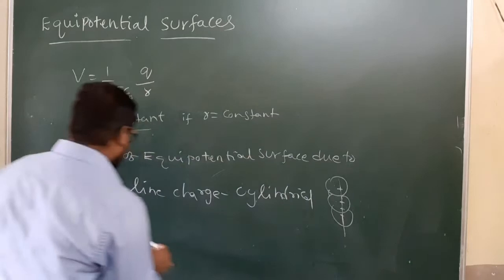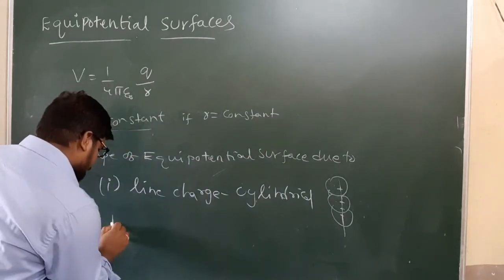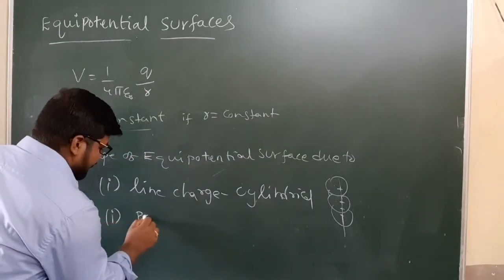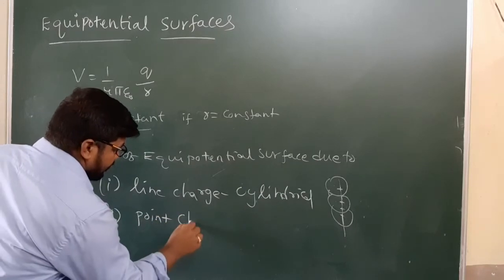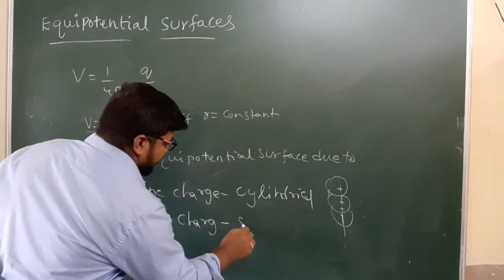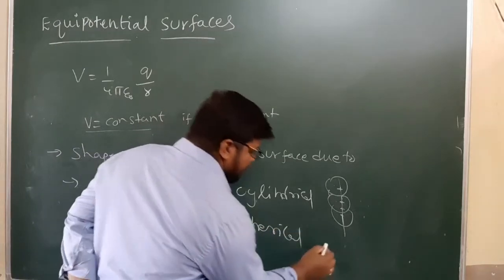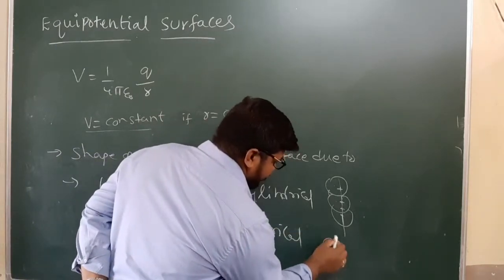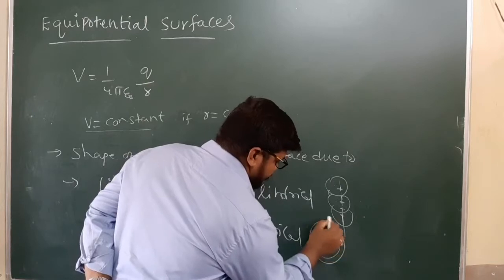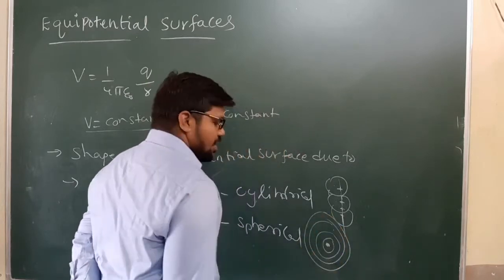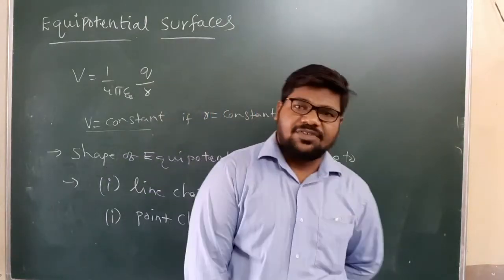For a point charge, the equipotential surface is spherical. So these closed lines we can say are equipotential surfaces.